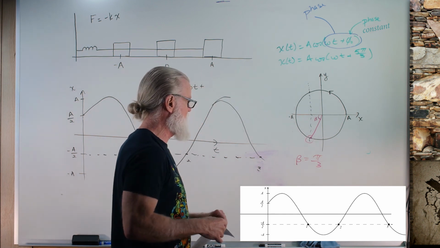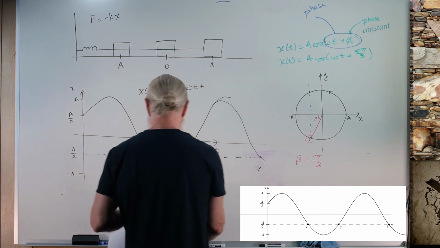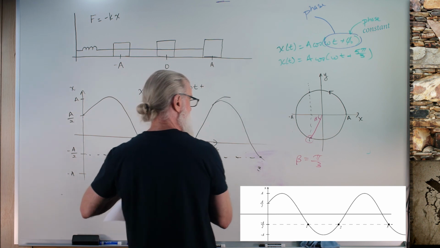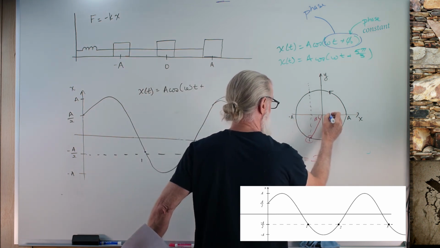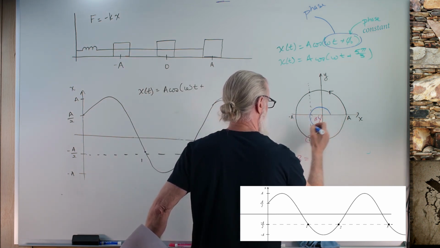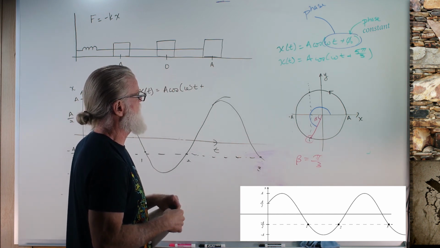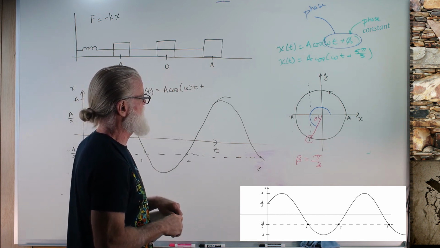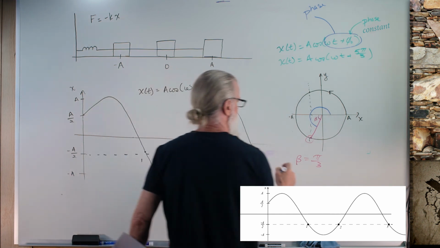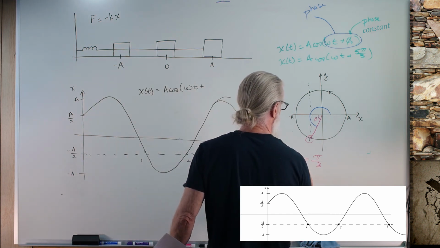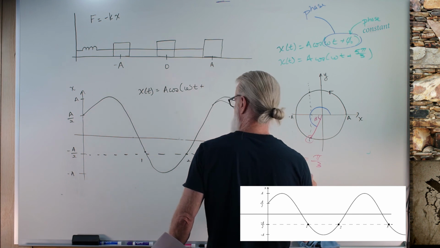But that's not really the angle I want. That's not the angle I want. This is the angle I want. I want this one. That's my phase angle, right there. That's the phase. All right. So the phase is phi 2.